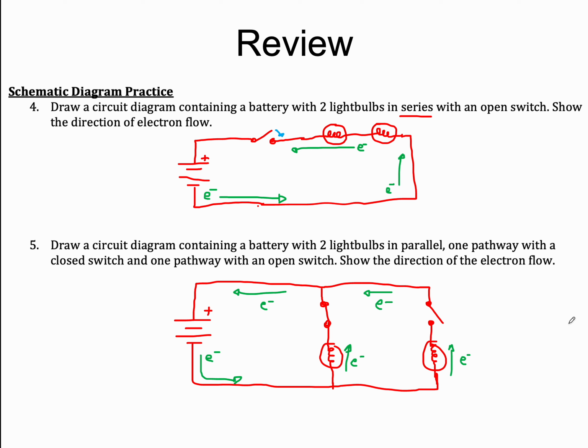Which way are the electrons going? The electrons would go from the negative terminal to the positive terminal. Remember, what direction do we normally draw current? Going from positive to negative, Ben Franklin, the conventional way. And then the bottom one is the two light bulbs in parallel. One pathway with a closed switch and the other pathway with an open switch. So here's a switch, but this one's closed, actually making a connection.